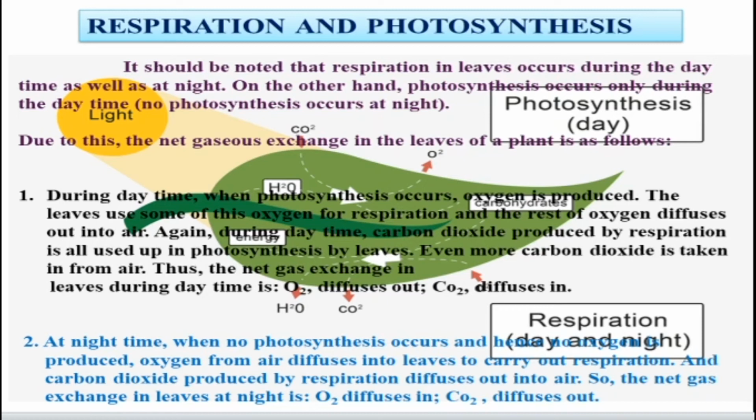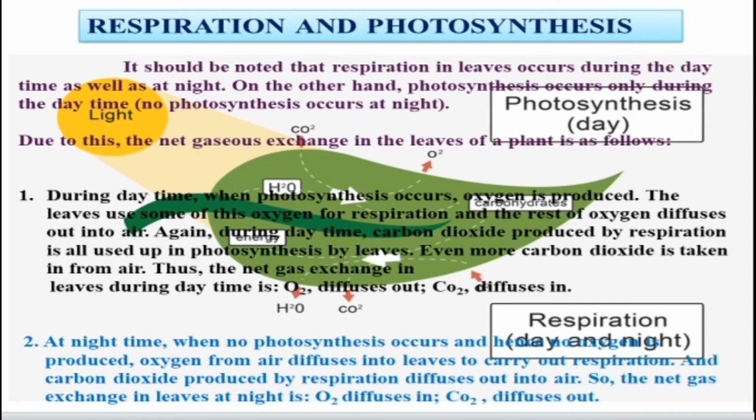At night time, when no photosynthesis occurs, no oxygen is produced. At night time, what happens? The photosynthesis process fully stops without sunlight, so no oxygen is produced. Oxygen from air diffuses into leaves to carry out respiration. Normally air contains oxygen, and that oxygen diffuses into the leaf for respiration.